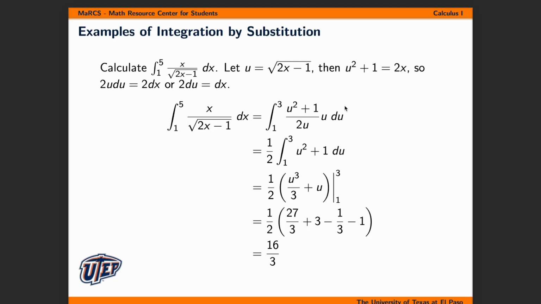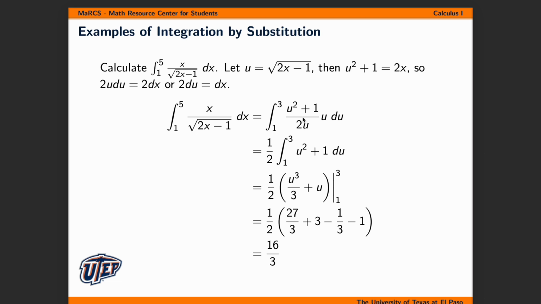So now we can evaluate our g of x at 1 and at 5. So g of 1 will be equal to the square root of 2 times 1 minus 1, so that is equal to 1. And g of 5 is equal to the square root of 2 times 5 minus 1, that is the square root of 9, which is equal to 3. So those are our new integration limits.